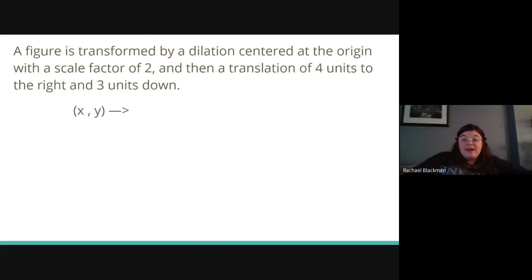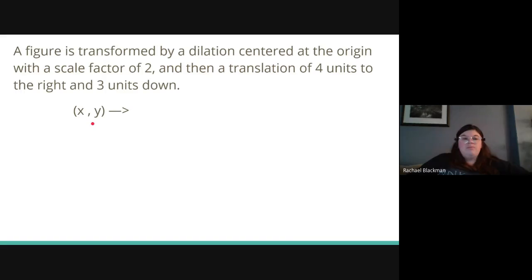Last example that I have here that we'll go over, again, a good one possibly to just paraphrase real quick. We're going to take a figure, transform it by a dilation centered at the origin with a scale factor of 2, and then a translation of 4 units to the right and 3 units down. So what's that going to look like as a composition of functions? Let's just take it a step at a time.